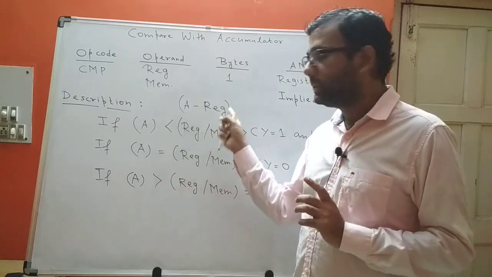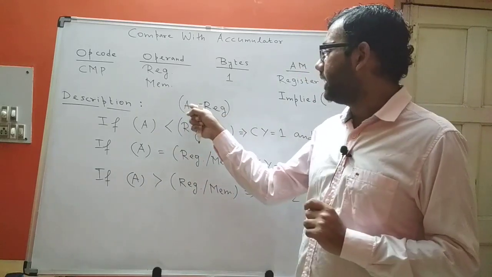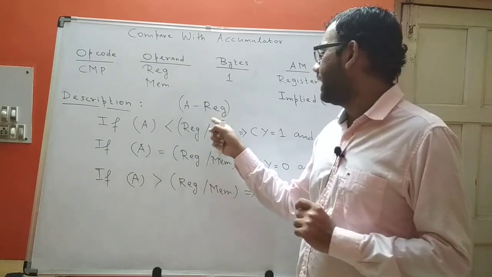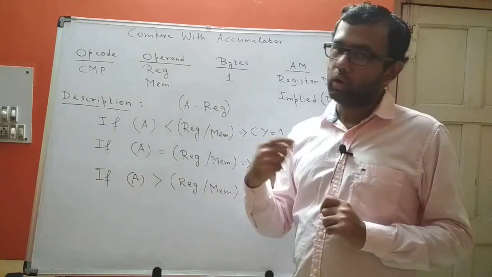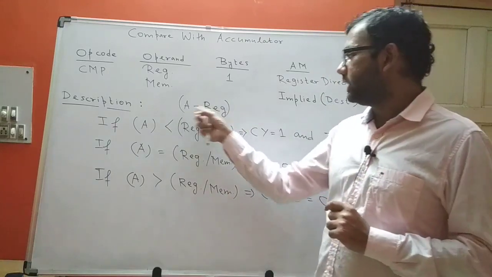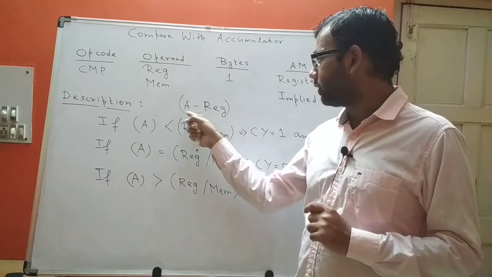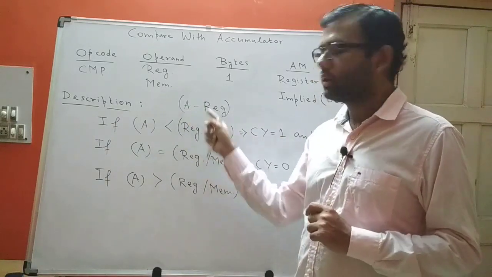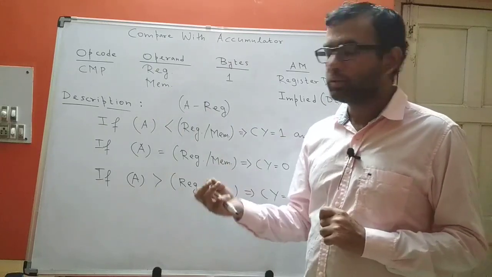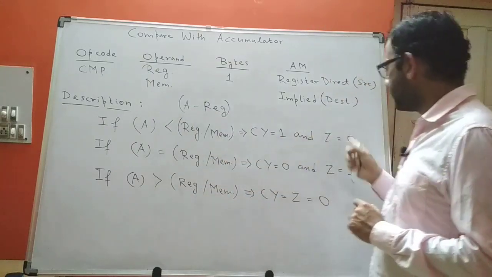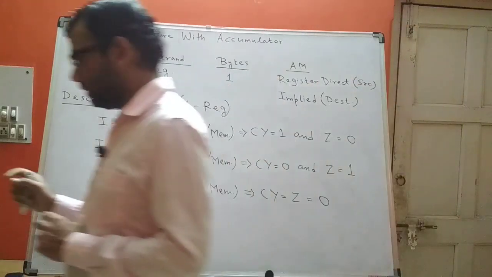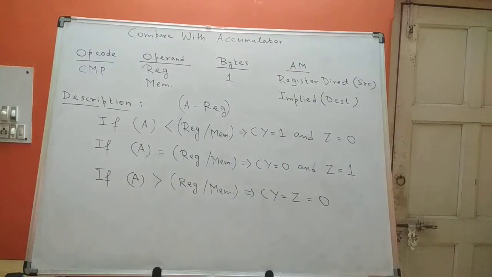The carry flag will be set to denote that the accumulator value is smaller than the value of your operand register. Since the result will obviously be a non-zero value, because these two operands are not the same, the 0 flag will be reset. So you copy these 3 points down. After writing the description part which I dictated, you copy these 3 points down.